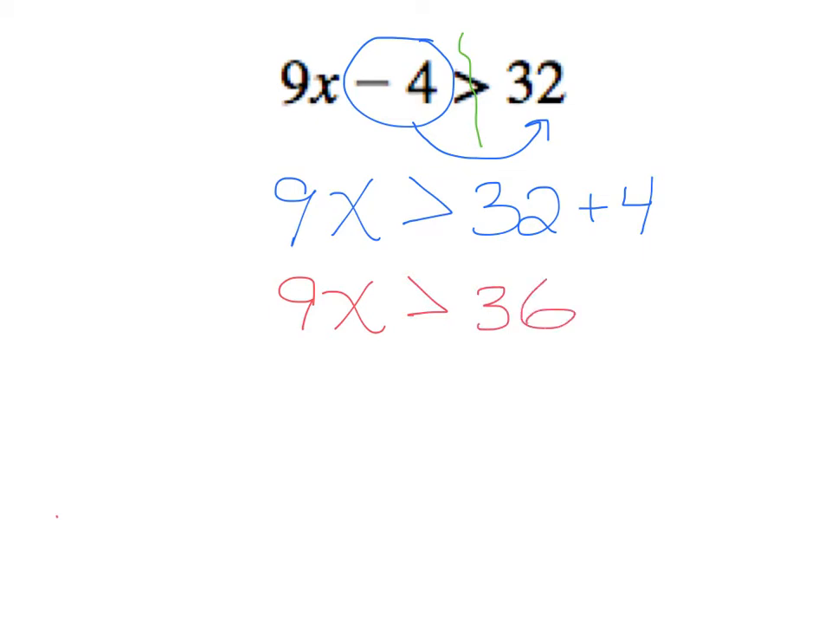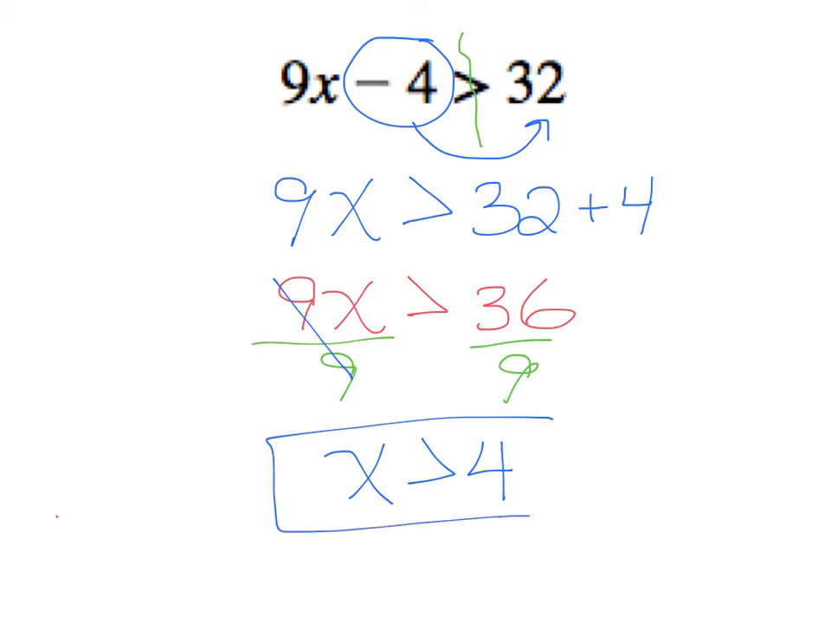And from here, you're going to divide both sides by 9. So the 9's cancel, and x is going to be greater than 4. We do not have to flip the inequality because we divided by a positive 9. Since you divide by a positive number, your inequality sign can remain the same.